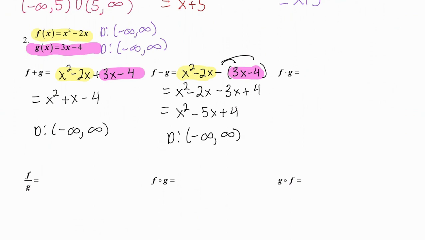The next one we're doing is multiplication. So we do x squared minus 2x times 3x minus 4. Okay, and we, again, because of these terms, are going to need to use the box for this one.